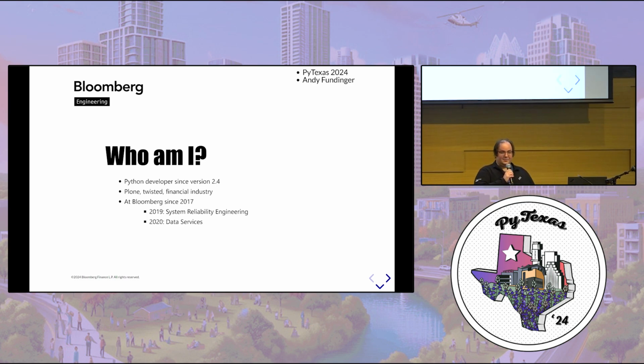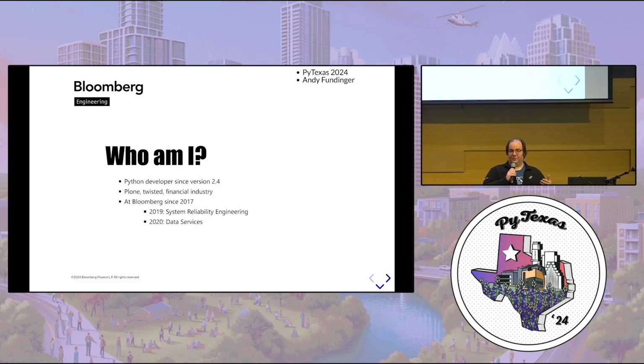I always find it's more useful than giving a year to talk about which Python version I started with. When I started learning Python, the book said, learn Python 2.2. Then they had a little slide that said, newly revised for Python 2.3. And Python 2.4 had just come out. So that's where I start from. I've worked with Plone, I've worked with Twisted, I've worked in the financial industry, I've done a little bit with virtual world stuff. I've been at Bloomberg since about 2017.